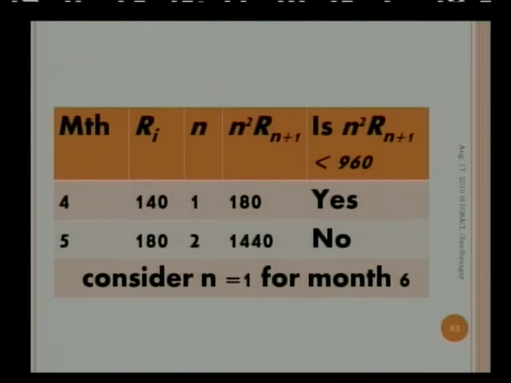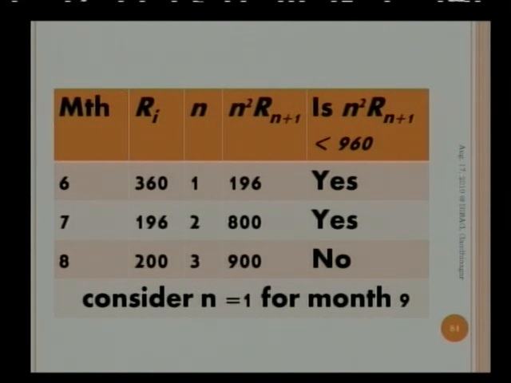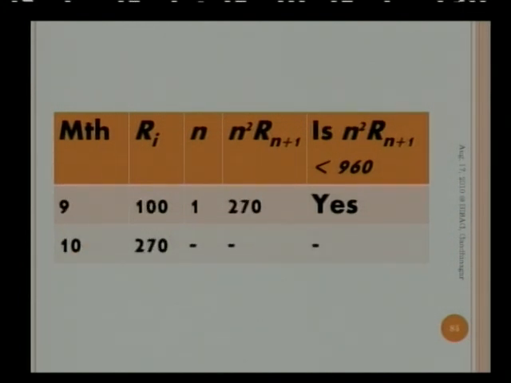And for this group, the total demand is 320 units. For the first group, it is 520 units. For the second group, it is 320 units. Then for the third group, similar to the previous procedure, for the 6th month the condition is getting satisfied. For the 7th month, again the condition is getting satisfied. For the 8th month, the condition is failing. So for the 9th month, we'll have to start with n is equal to 1.